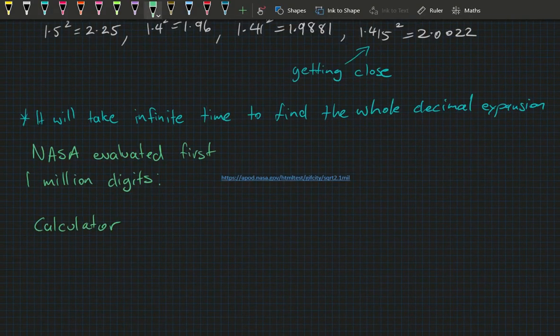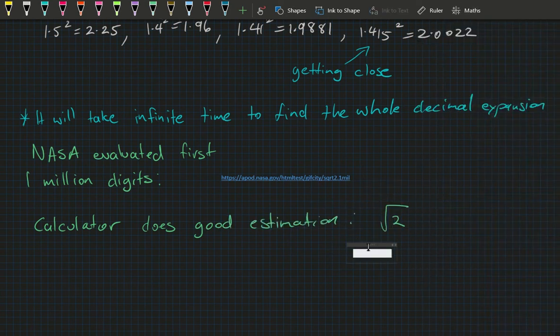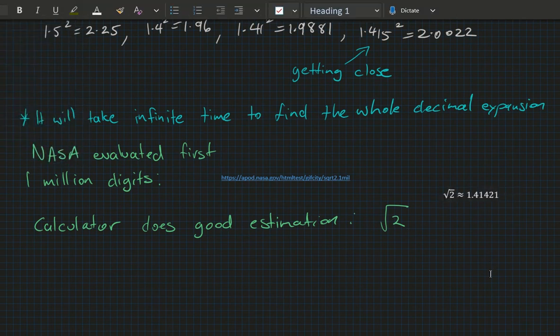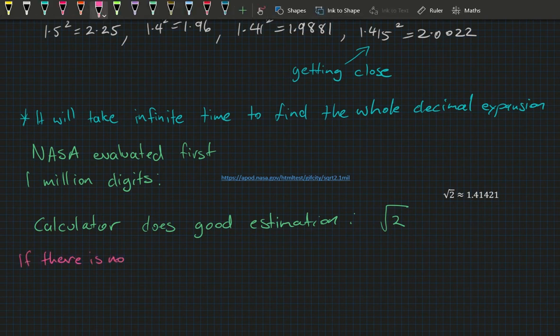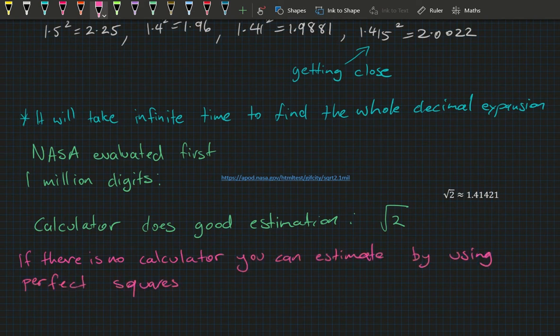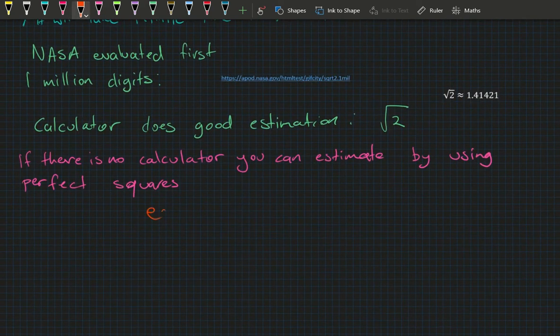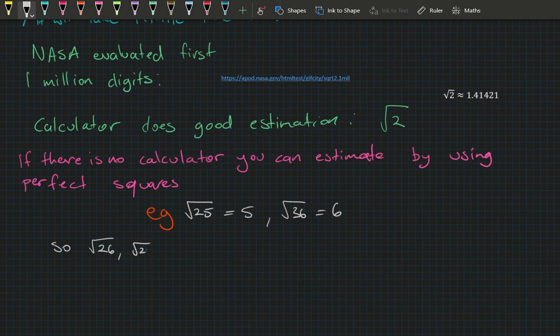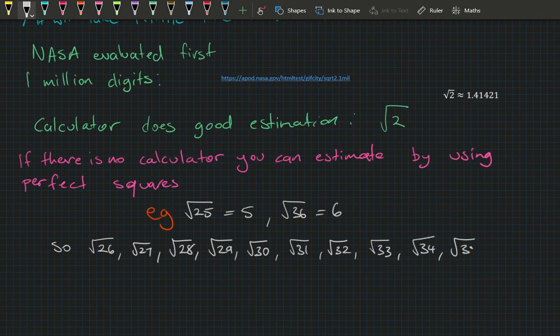Sometimes you have a calculator on hand and a calculator does a good estimation. So let's use the OneNote version. We can see the calculator estimates it to be around about 1.4121. Also note that funny looking equal sign, that means approximately. If there's no calculator on hand, you can use the concept I was using before and estimate by perfect squares. So for example, the square root of 25 is 5 and the square root of 36 is 6. So that means that the square root of 26, 27, 28, 29, 30, 31, 32, 33, 34 and 35 are all between 5 and 6.